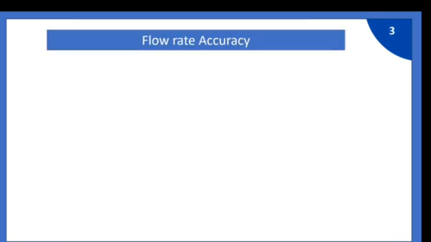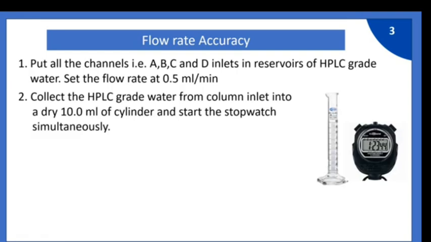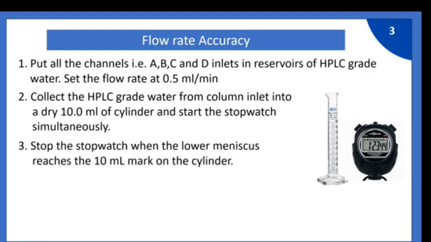Let us see the first parameter, flow rate accuracy for pump in detail. So first put all the channels, that is A, B, C and D port inlets, in reservoirs of HPLC grade water. Set the flow rate at 0.5 ml per minute for port A. Collect the HPLC grade water from column inlet into a dry 10 ml cylinder and start the stopwatch simultaneously. Stop the stopwatch when the lower meniscus reaches the 10 ml mark on the cylinder. Record the time taken to fill the 10 ml cylinder.